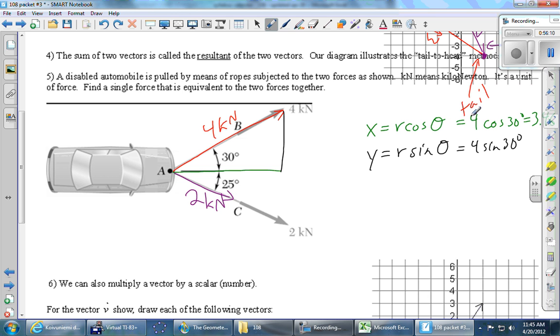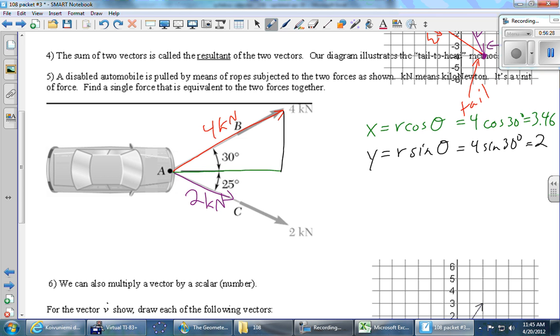Okay, and then the bottom one was exactly 2. And so what that means is that top machine is pulling to the right with 3.46 kilonewtons of force, and separately it is pulling up with 2 kilonewtons of force. Does it make sense that more of the pull is to the right than up?